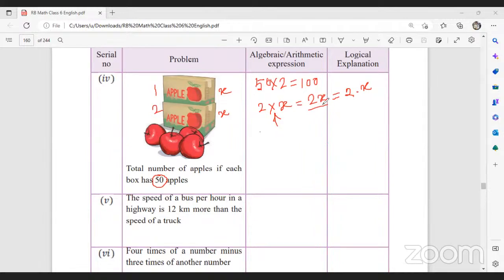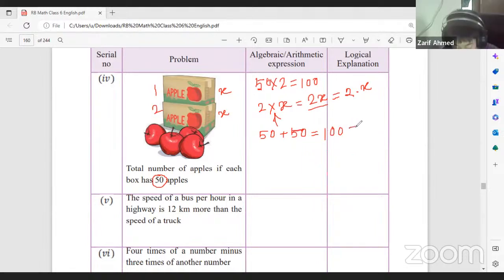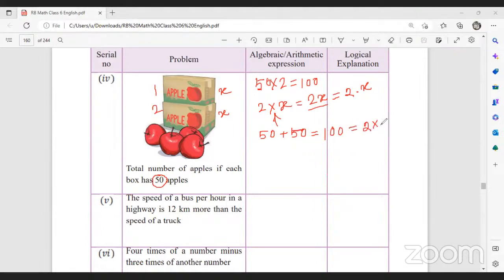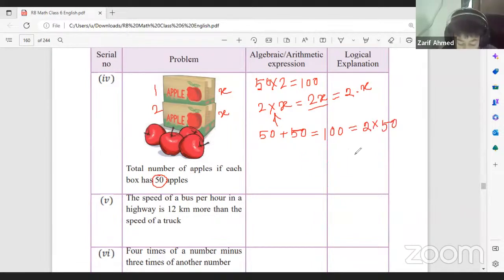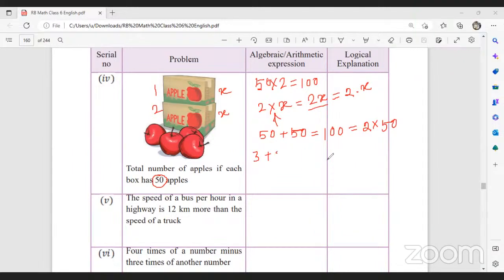বাট আমরা কি এরকম কখন লিখি? যেমন আমরা লিখলাম 50 plus 50, so it's going to be 100, right? 50 plus 50, 100 না? Yes, sir. So আমরা লিখতে পারি 2 multiplied by 50. Can we write that? Yes, sir. Okay. আমরা লিখতে পারি 3 plus 3 plus 3 plus 3, and that is equal to 12, right? Can you write 4 multiplied by 3? You can, right? Yes, sir.